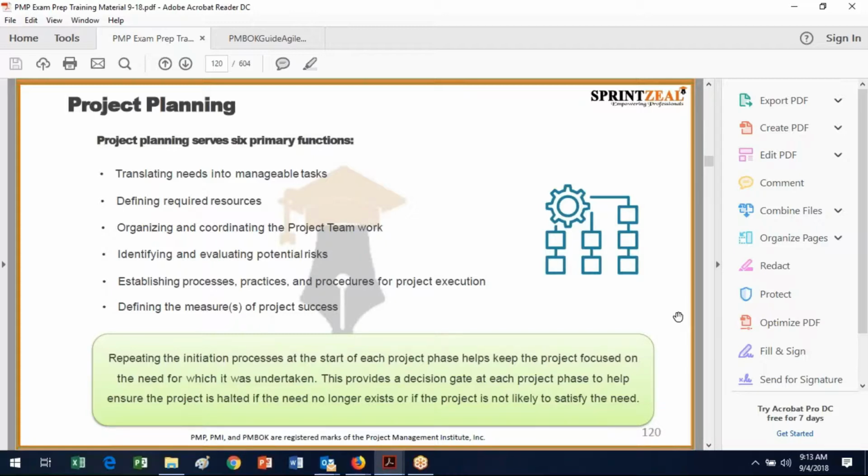Project planning has 6 primary functions. One is translating the needs into manageable risks, defining the required resources, organizing and coordinating project teamwork, identifying and evaluating risks, establishing processes, practices, and procedures, and defining the measures of project success. So you definitely want to make sure that the stakeholders have input into the definition of project success so that when you get to the end, the deliverables are accepted and the stakeholders are happy with the deliverables.